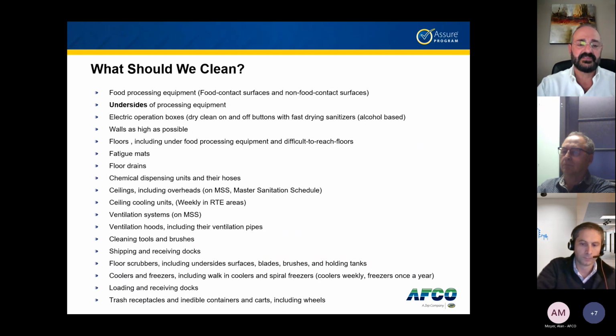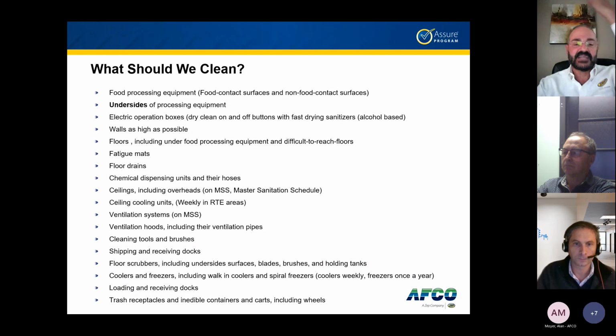Ventilation system itself, the whole ventilation system, ventilation hoods. If you are cooking and you have hoods for the vapors just to go out, you have to clean those hoods on the inside, even the pipes that take everything outside the plant. The cleaning tools and brushes. The shipping and receiving ducts have to be cleaned.